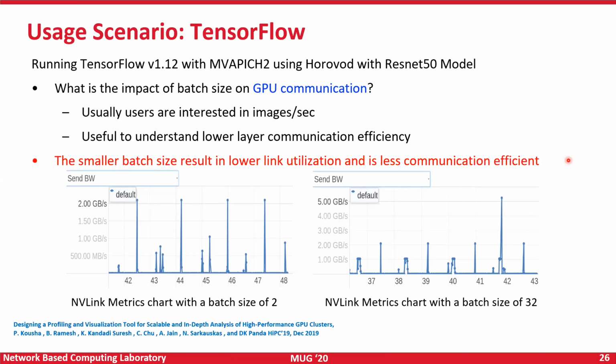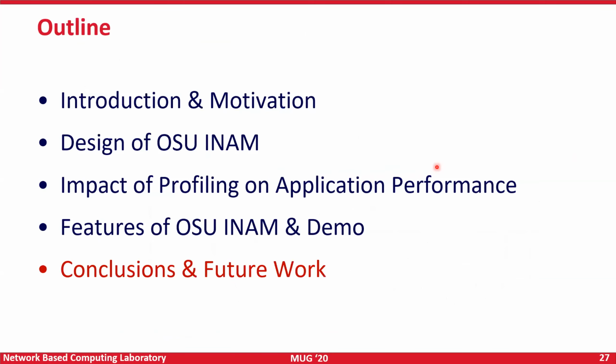So we already know this. People who run TensorFlow applications already know that you need to have a large batch size so that your communication is more efficient. But this can tell you the reason for that, because smaller batch sizes lead to lower utilization, which is less communication efficient. So this is at a high level what INAM can do.